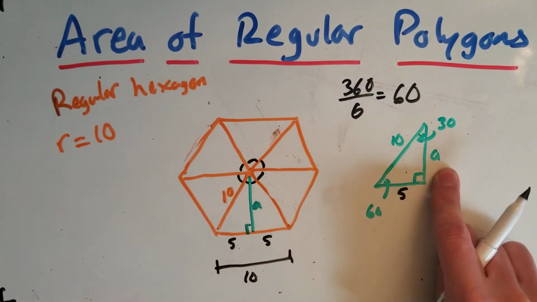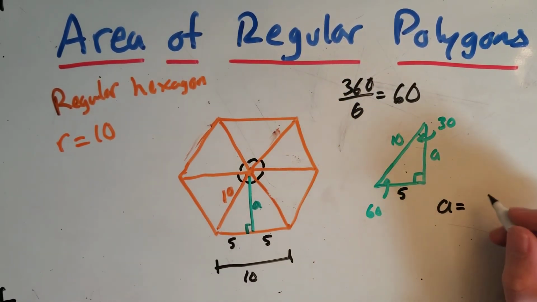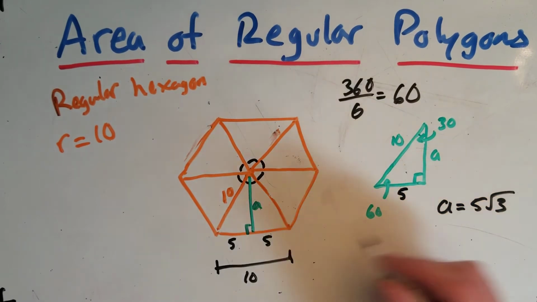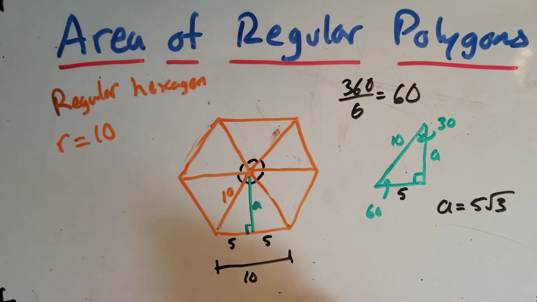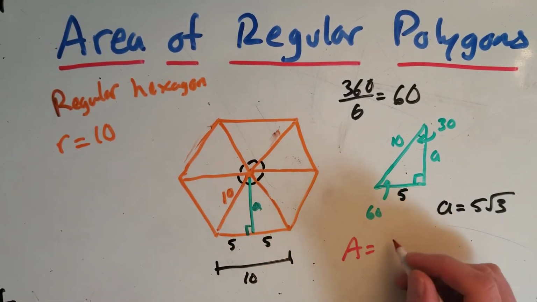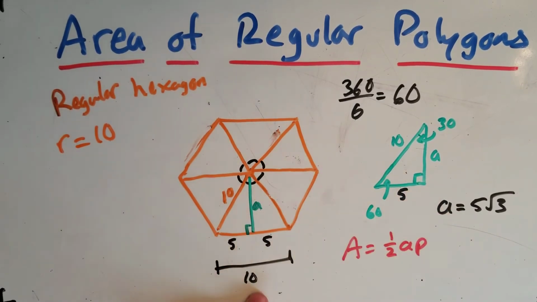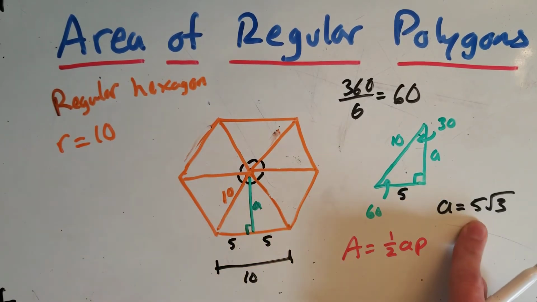We still need to find the apothem, but through 30, 60, 90s, we should know that A is going to be equal to 5 radical 3. So that's your value of A. And I'll go ahead and use the formula. The area is going to be 1/2 the apothem times the perimeter. Since we have 6 sides, the perimeter is 60, and our apothem is right here.